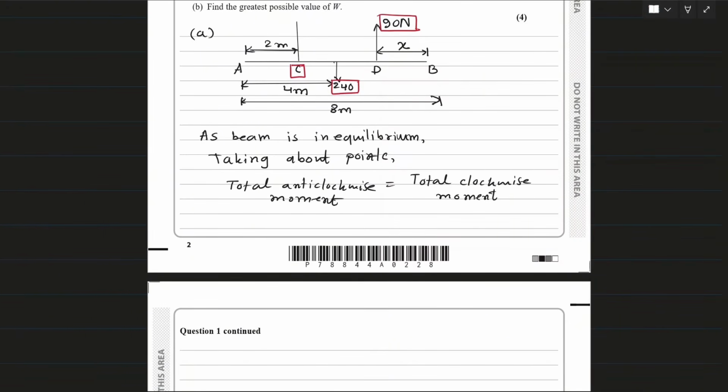So what is the anti-clockwise moment here? The anti-clockwise moment is due to the 90 Newton force. So the force is 90 Newton. We know that moment is equal to force times perpendicular distance from the pivot. The pivot is our point C. So the perpendicular distance for the tension is CD.